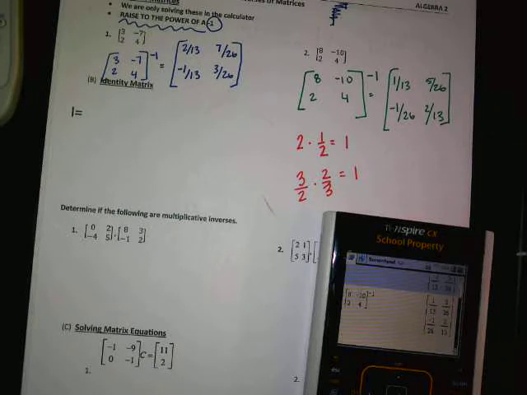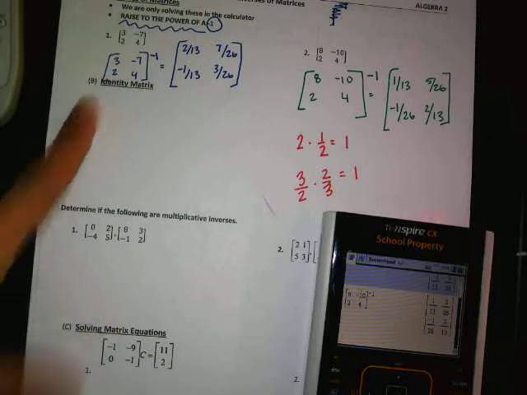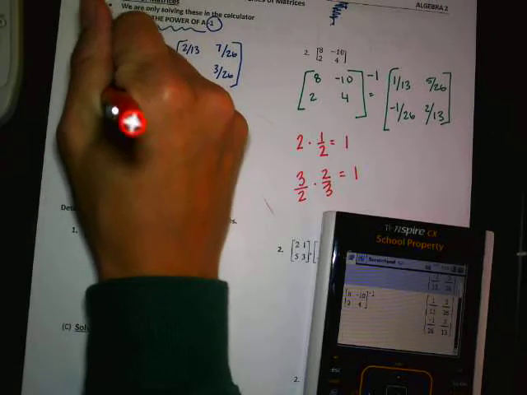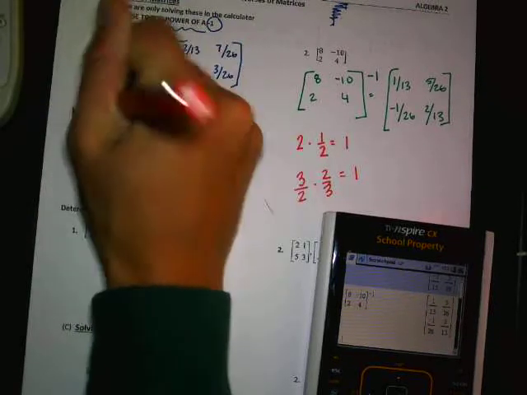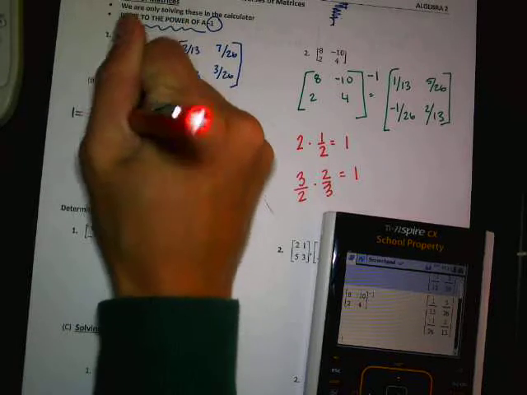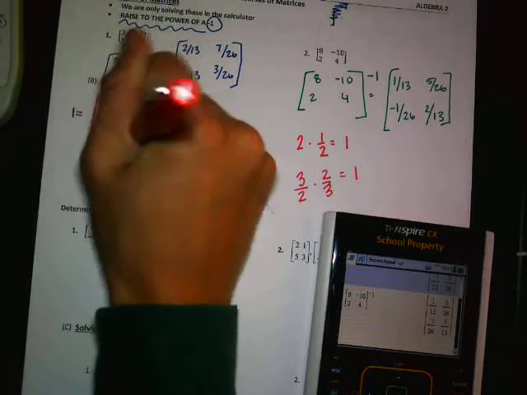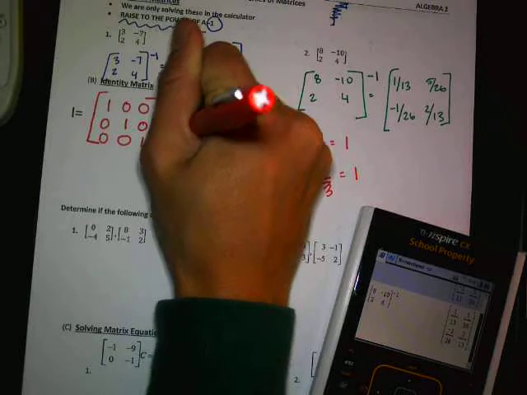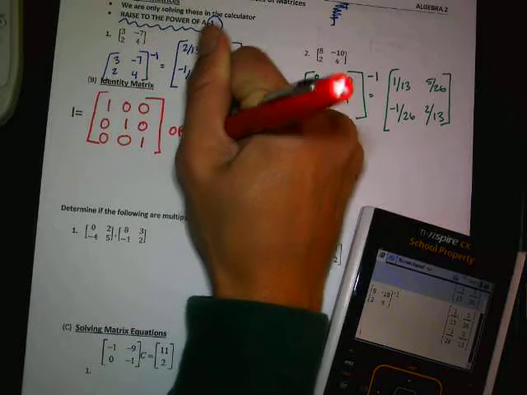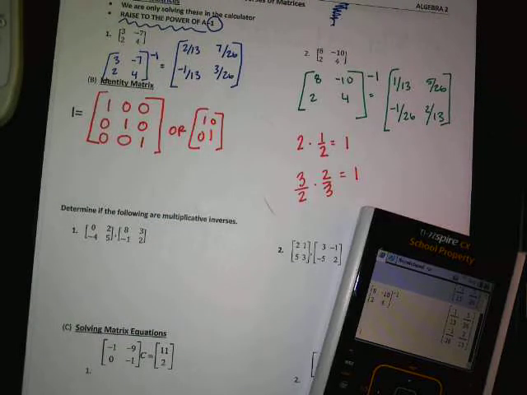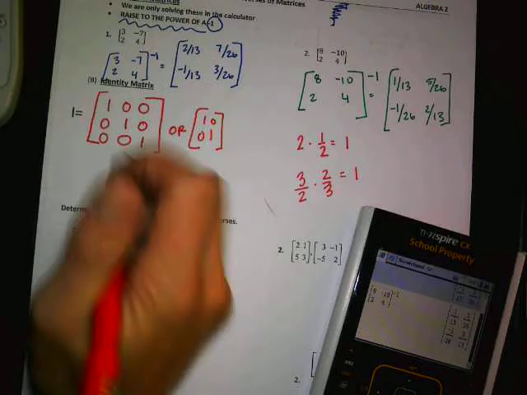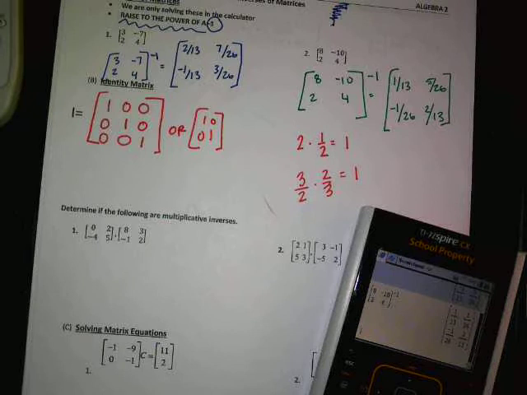Now, a 1 in matrix form looks kind of weird. It is called the identity matrix. So the identity matrix has diagonal 1s, and it can be any size. But you have to have diagonal 1s, and everything else is 0. That is the identity matrix. That is the matrix form of the number 1.